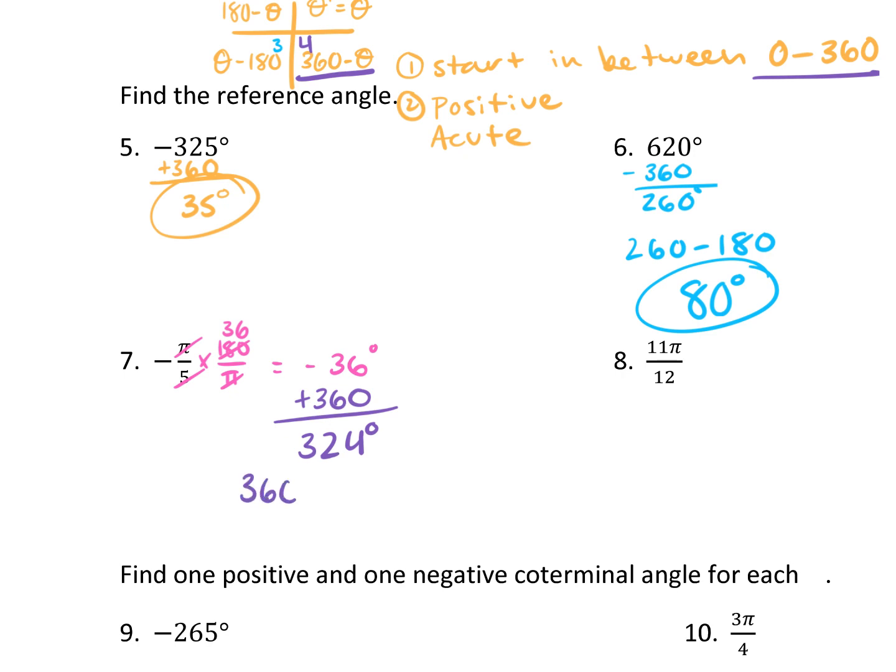Awesome. It's in quadrant 4, so we do 360 minus 324. And what do we get? 36 degrees. 36 degrees, but can our answer be in degrees? It has to be in radians, so we have to convert back. So multiply by pi over 180. Awesome. 36 goes into 180 5 times, so it'd be pi over 5.